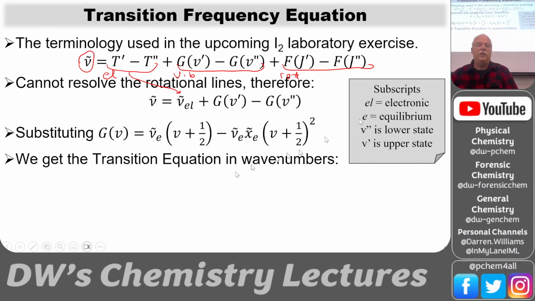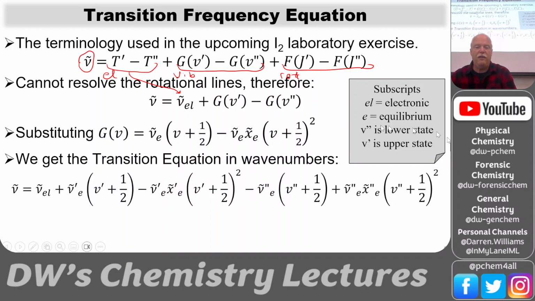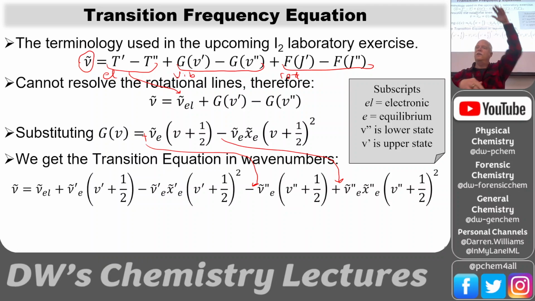So we get the transition equation in wave numbers, and here we have our full thing. We have the upper states minus the lower states. So we put the primes on there, and then we subtract the double primes. Now this is positive, but when we subtract it, it becomes negative. You see that? And this is negative, and so when we subtract it, it becomes positive. So that's the subtraction. That's the difference between the upper state and the lower state in terms of the vibrational levels, and it's on top of this electronic piece.